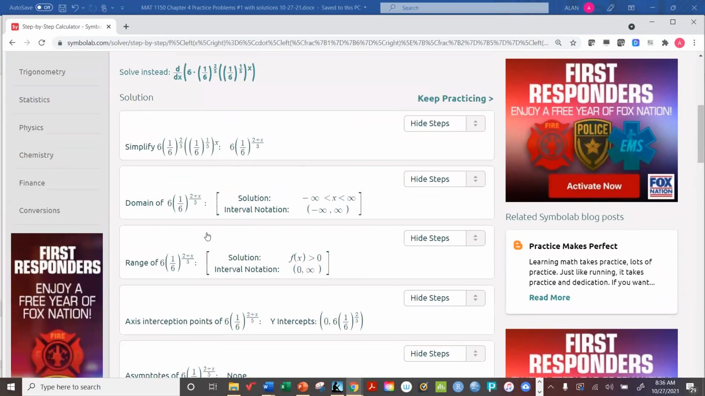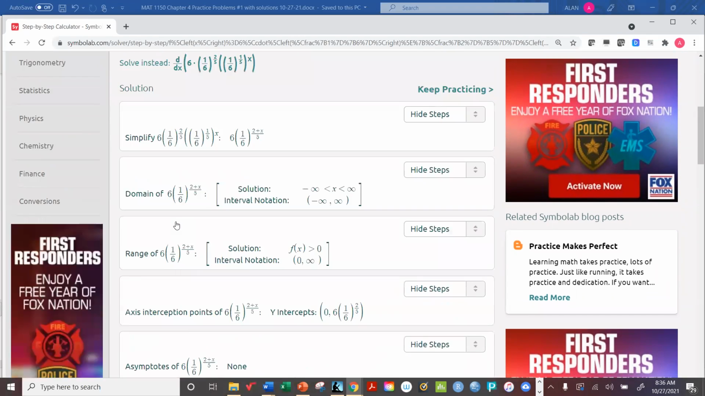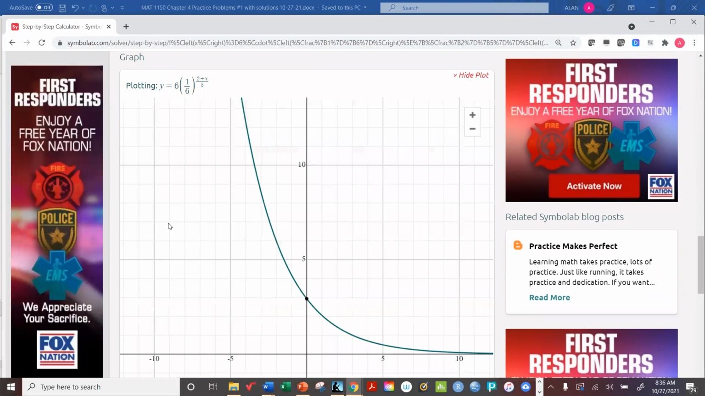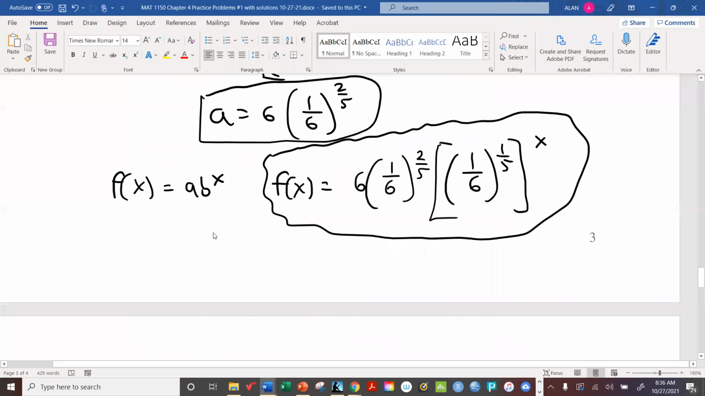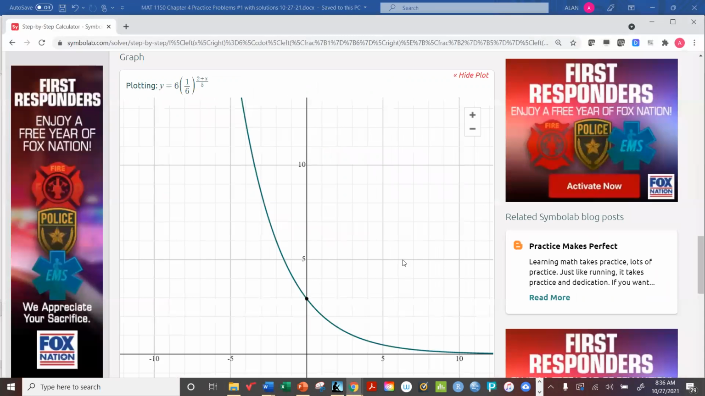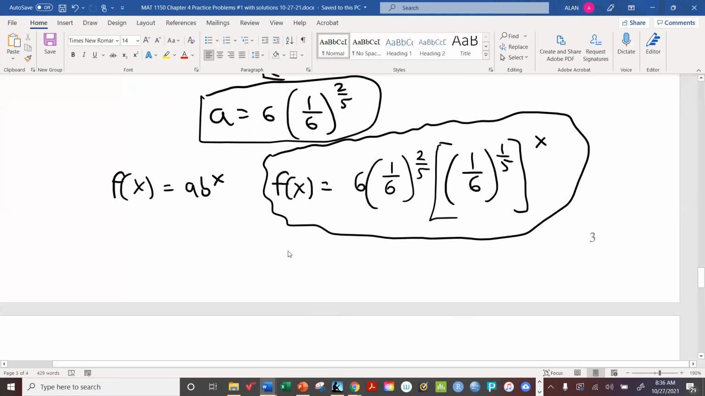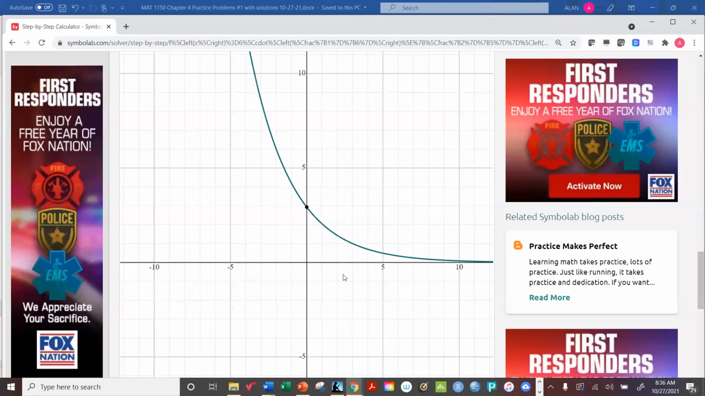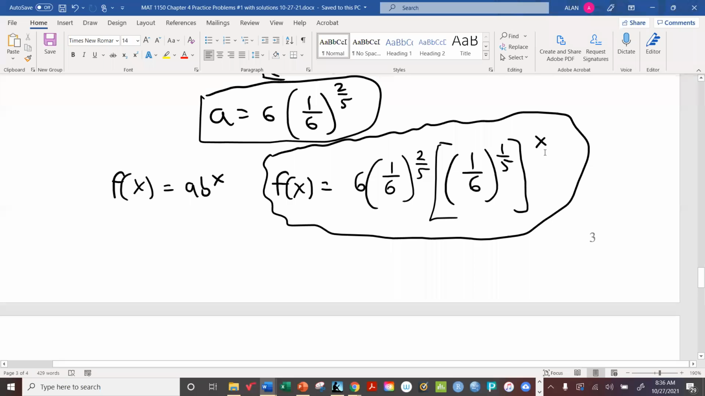That's bizarre. It's not offering me a graph. Oh no, there it is. Okay. Oh, all right. Well, it's pretty much like what we've been seeing. And since B is a fraction, therefore it is going down, although it's completely positive. A is positive, and that means we'll never fall below the horizontal axis, but it is declining because as X goes up, this expression 1/6 to the 1/5 power is going down.